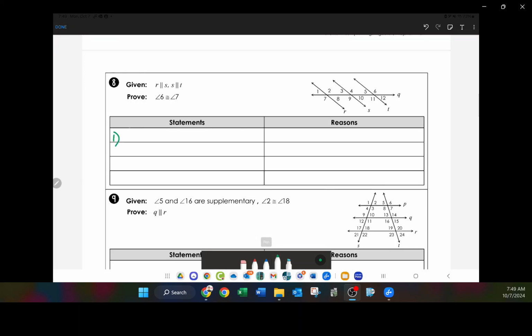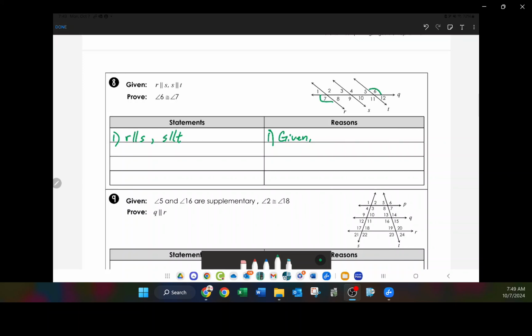Number one, we are given that R is parallel to S. We are given that S is parallel to T. One, given. We are trying to prove that angles 6 and 7 are congruent. Now, what kind of relationship do angles 6 and 7 have? Same side interior, same side exterior, corresponding, alternate interior, alternate exterior.